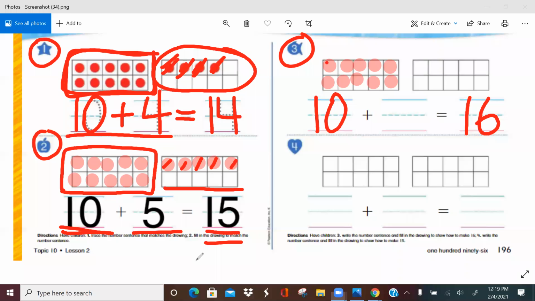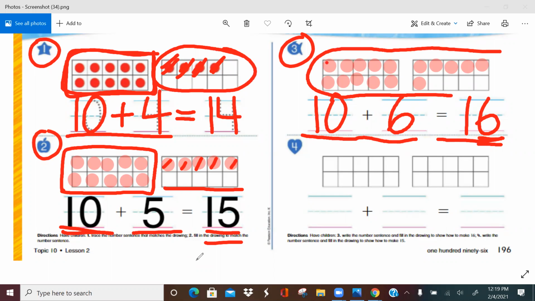We filled it up. All right, what do we do in our second 10 frame? What number are we going to fill in? 6. 1, 2, 3, 4, 5, 6. So we are going to write 6 right here. 10 plus 6 equals 16. This is what 16 looks like in the 10 frames. All right, we're on our last problem.